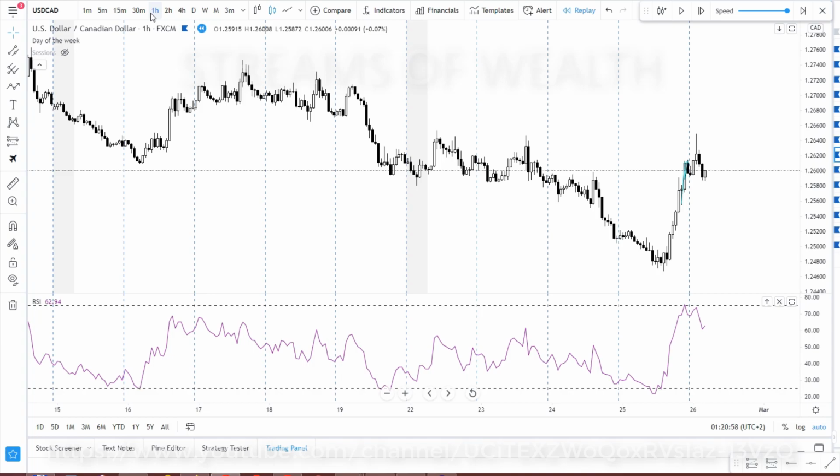What you are waiting for is, we are using 1 hour RSI on 25 and 75. You are waiting for the RSI to hit this 75 and 25 line. Then you go on 1 minute and you are simply following and waiting for market structure to be broken.